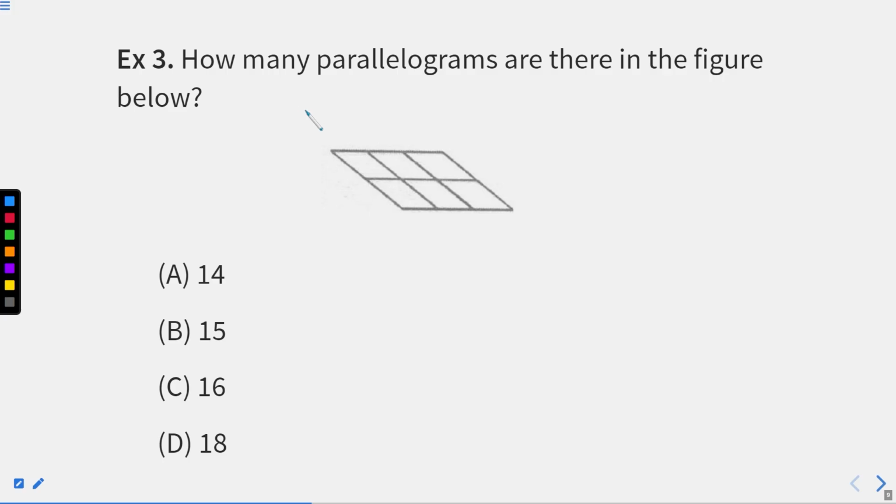In the second question, we deal with the number of squares. Now we'll have a different figure. So we will figure out a different question and different shape as well. So the question says, how many parallelograms? So you know what is a parallelogram?